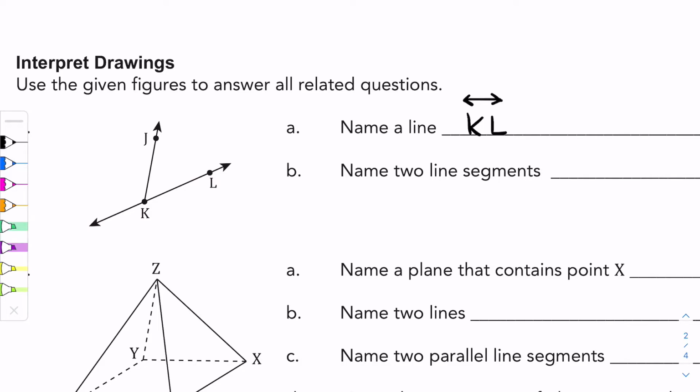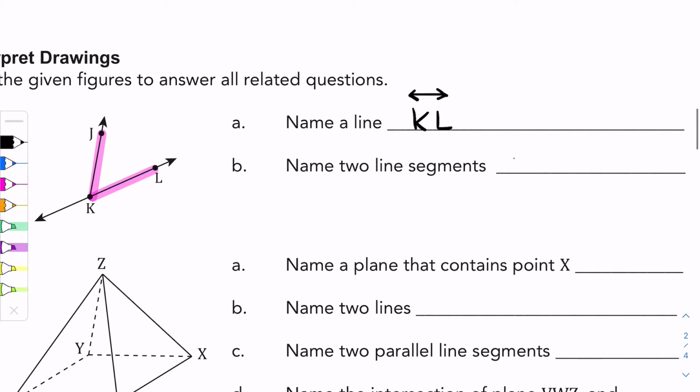And for two line segments, I have a segment here between K and L, and I also have a segment here between J and K. KL, or you could write it LK, and JK, or KJ.